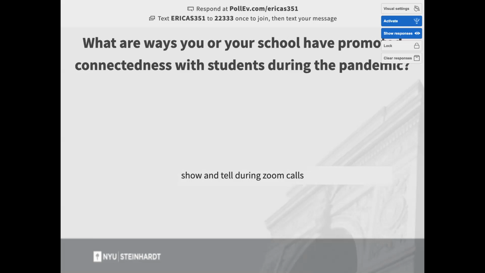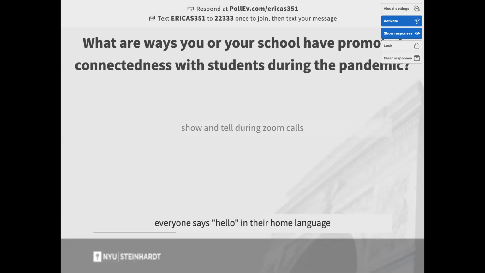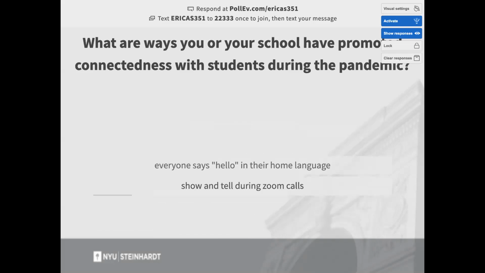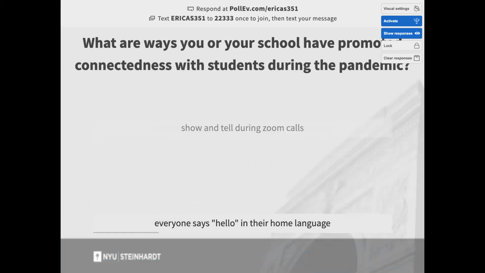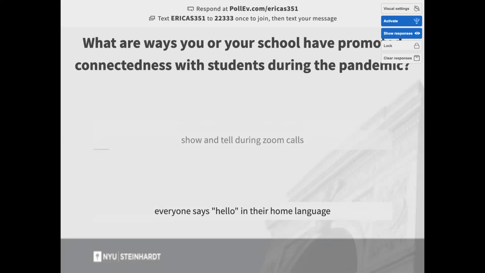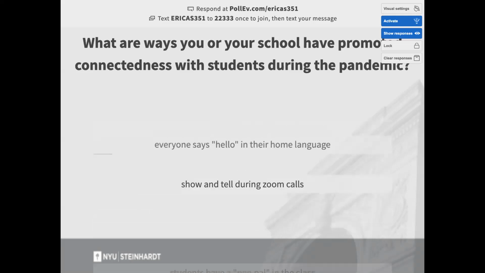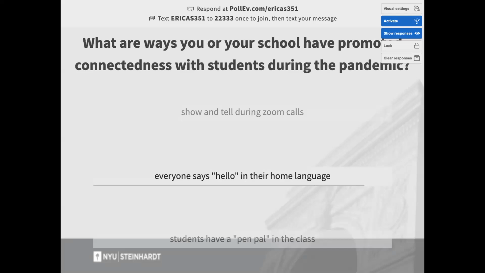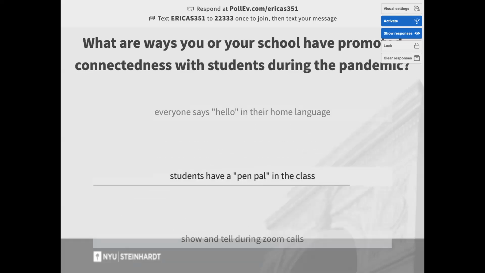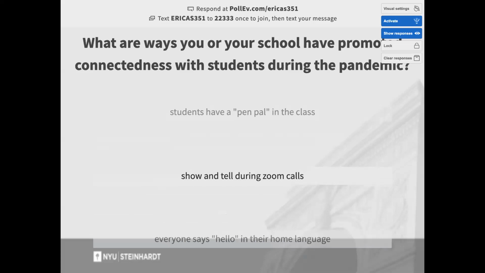Show and tell during Zoom calls, yes. That's a great way. Everyone says hello in their home language. Yes, absolutely. Conversaciones comunitarias. Yeah, absolutely. And engaging in conversations with communities are fantastic ways to encourage students to feel connected.